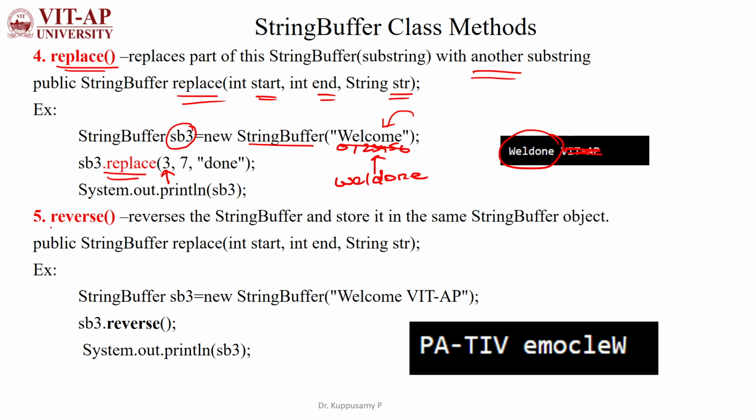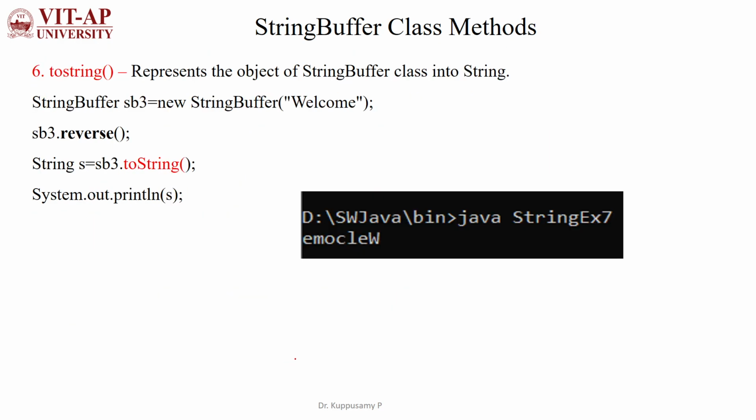And the next one, reversing the given string. It reverses the content available in the string buffer and stores it in the same string buffer object. So the object is created with respect to the sb3 variable using the string buffer class. Here welcome VIT is there. So now I am reversing this value which is available in the SB3. So you look at that, it is reversed and printed here. So these are all string buffer class methods which are very useful.